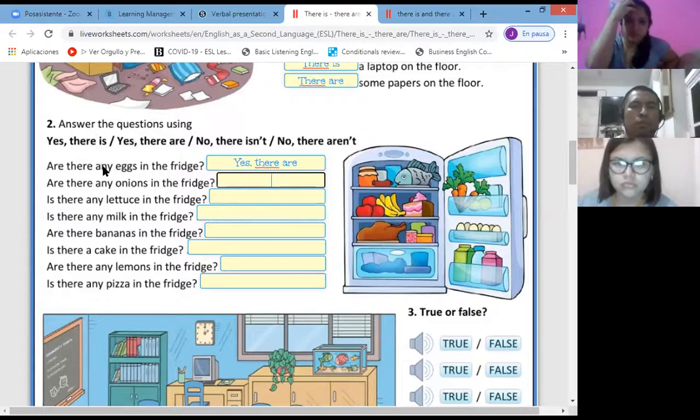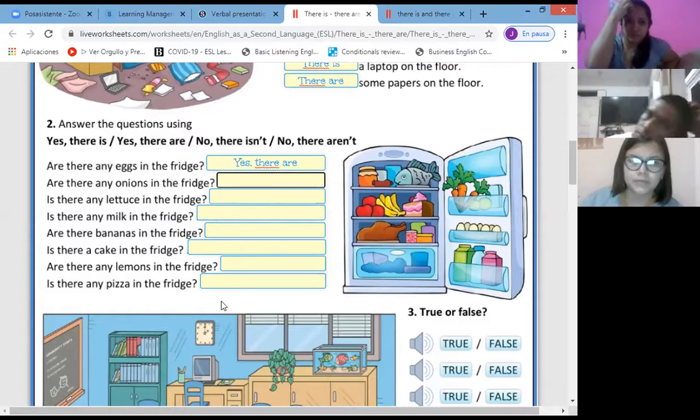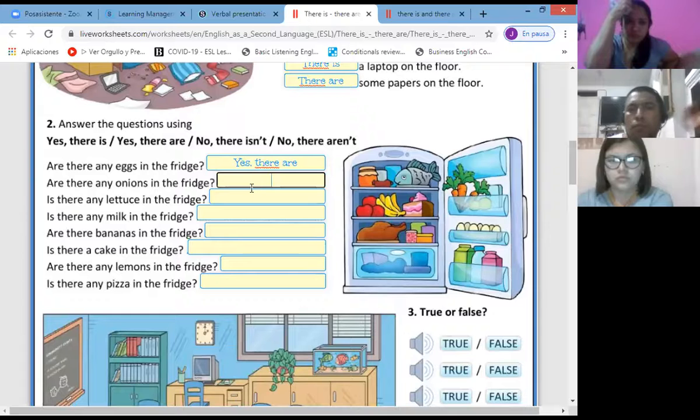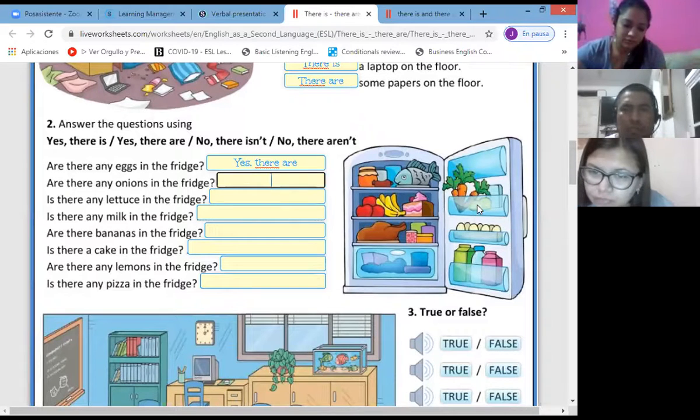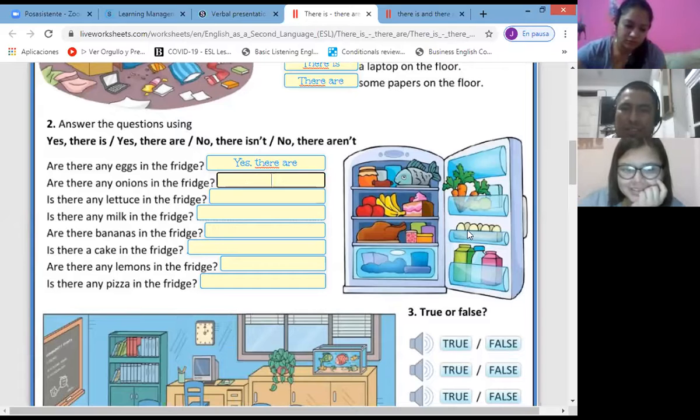Look at this question. Any, right, is being used right here for a question. Boris, are there any onions in the fridge? No, they aren't. And what's this? I don't know. It's a lemon. What are they? Lemons? Yeah. So, are there any onions in the fridge? No, there aren't.